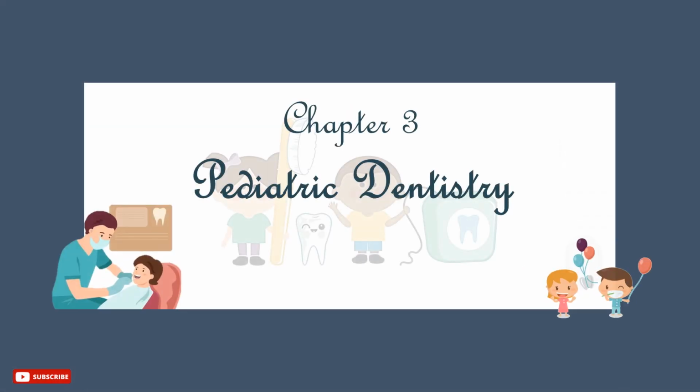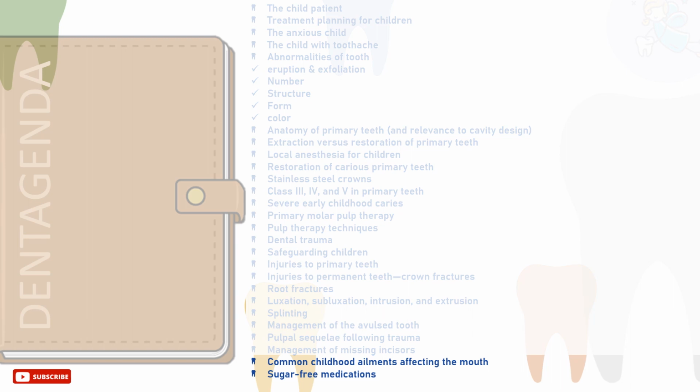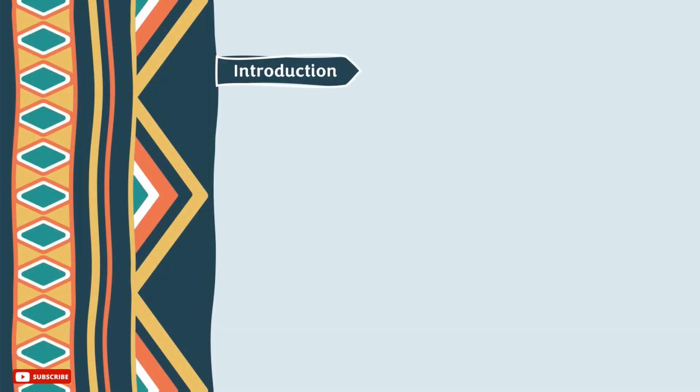This is Chapter 3, Pediatric Dentistry. These are the points included in this chapter, and in this tutorial we will discuss common childhood ailments affecting the mouth and sugar-free medications. And here is the outline.